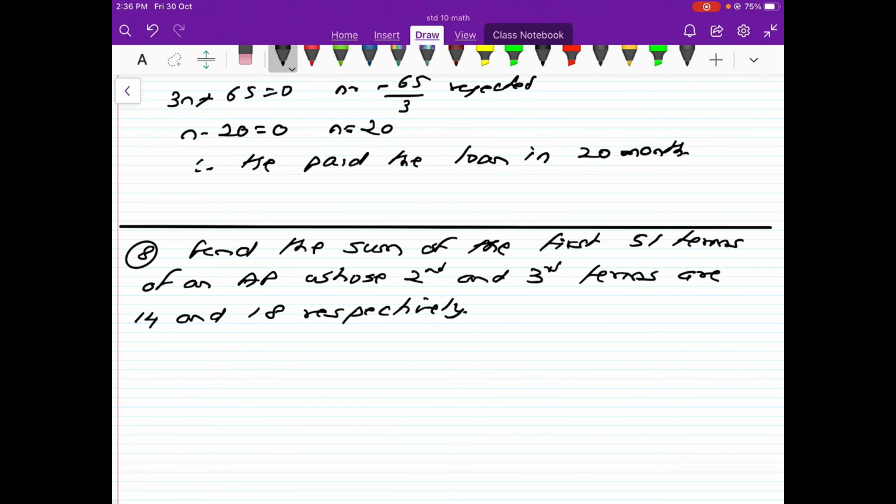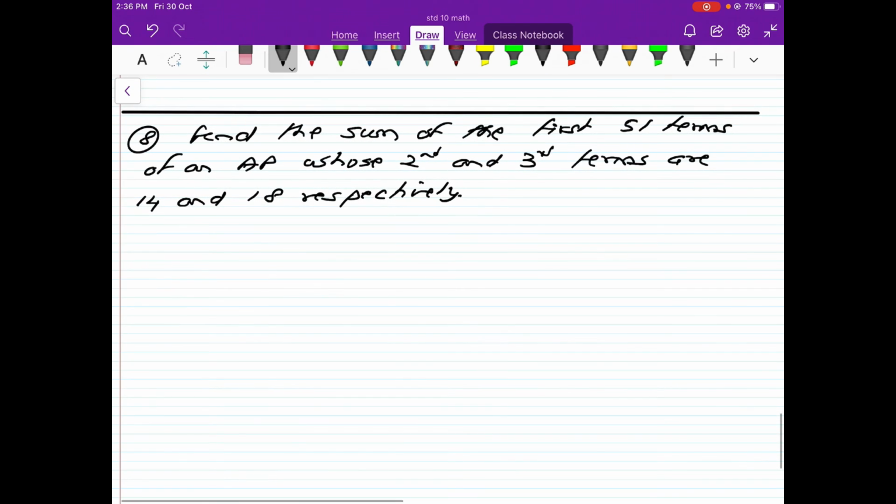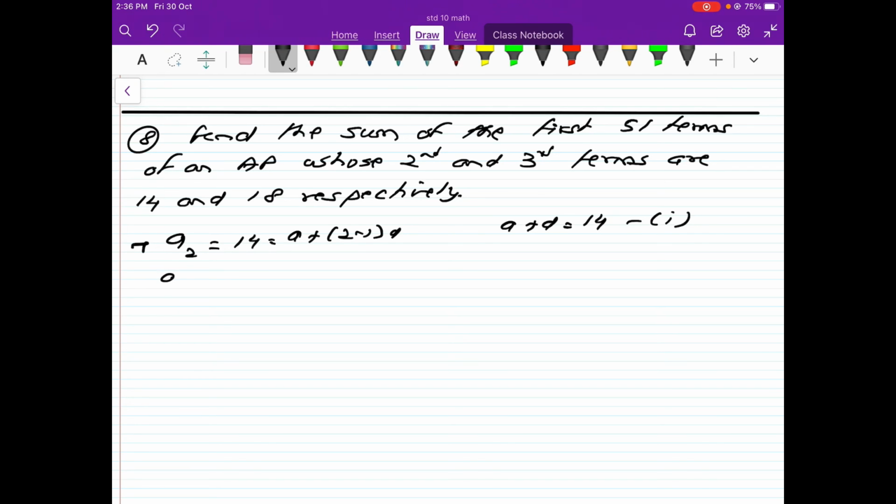So next is: find the sum of the 51 terms of an AP whose second and third terms are 14 and 18 respectively. So here the condition is different. So the second term is given to you as 14. The second term is nothing but a plus (2 minus 1)d. So I am having a plus d is equal to 14, which becomes my first equation. Then the third term a3 is given to you as 18. So this is a plus (3 minus 1) into d. So this becomes a plus 2d is equal to 18. This is the second one.